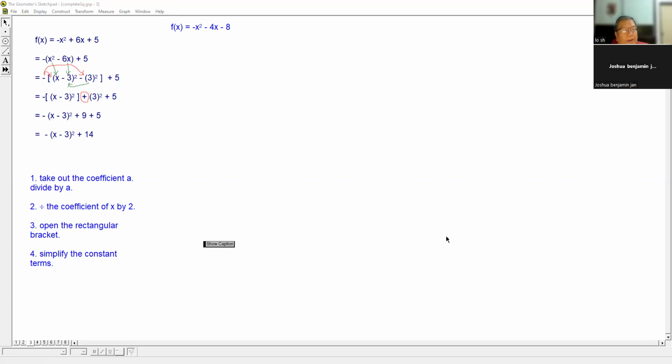Can. Okay, so you can understand now, we can draw the graph. Can you tell me where is the axis of symmetry? +3. Very good. +3. So the axis of symmetry is here. +3. So x equals 3.